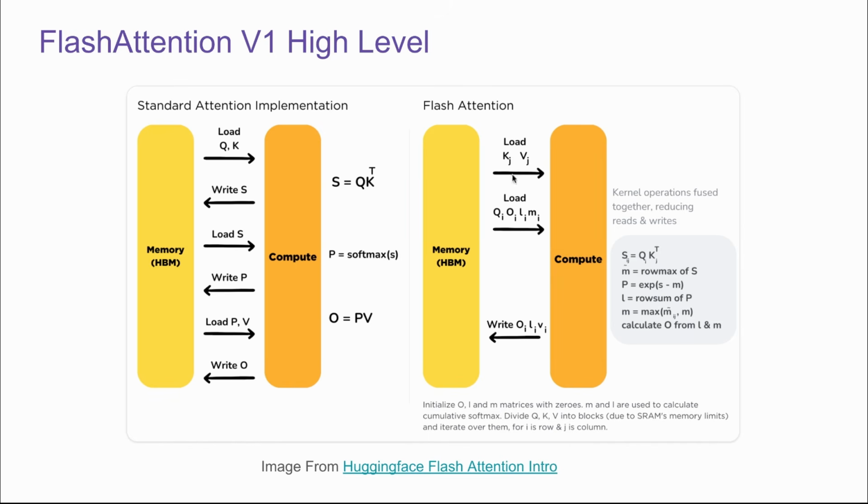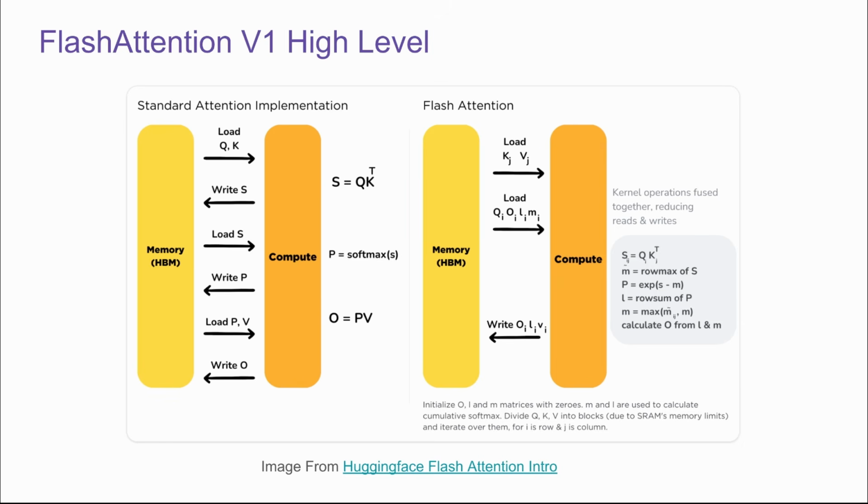We just need to load K, V, Q from HBM and do some extra calculation on intermediate states like O, L, and M. And after some computation, we just write the final result back. In this way, we successfully avoid storing the n by n S and P matrices in HBM.